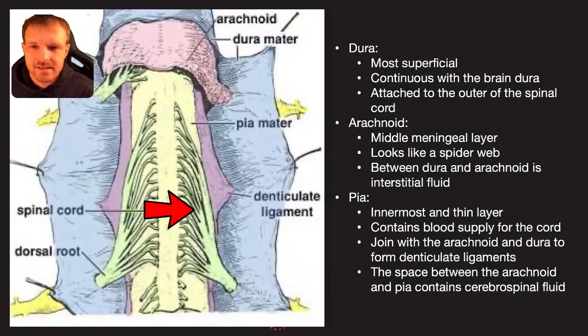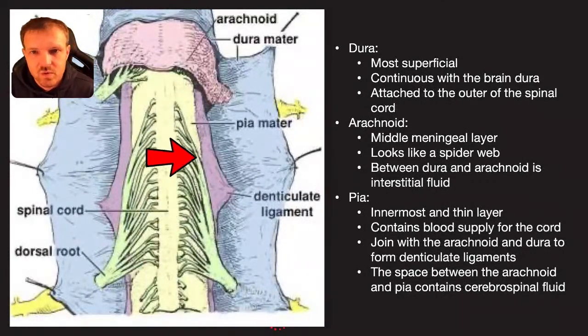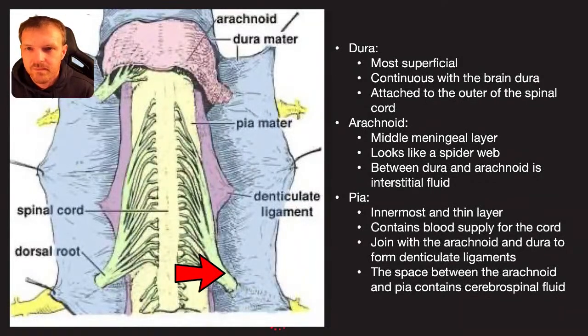If they're at the back, they're the dorsal roots. If they're at the front, then they're the ventral roots. These all join together to form a root. So you've got rootlets, and then forming a root. On this particular picture, this is the dorsal root.